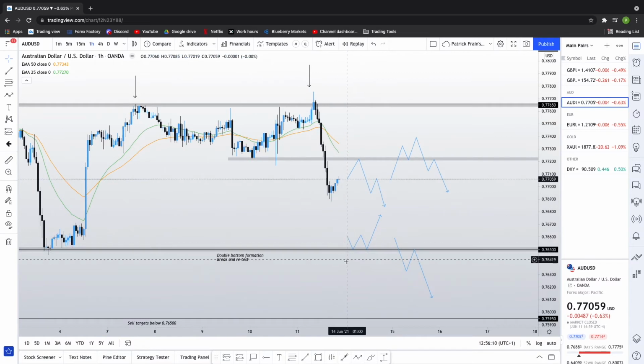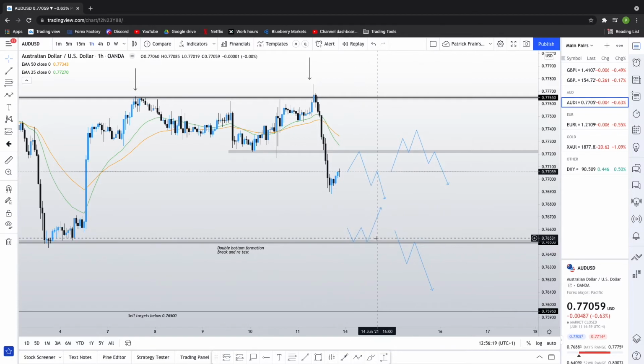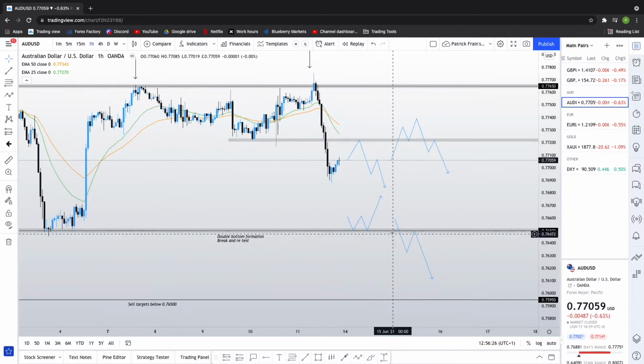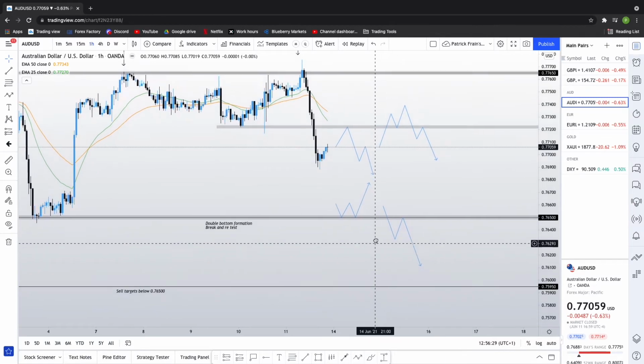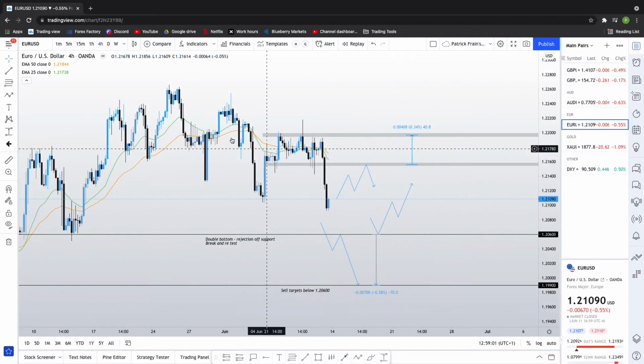However, if we do push down to the lows, as mentioned, I would like to see two things. First thing I will be looking for is a double bottom formation, something like this. If we was to create a double bottom formation and then make the move to the upside, making higher highs and higher lows, then I will be looking for buys. However, if we do break our level, I will be looking for a break and retest with short targets at 0.75950.